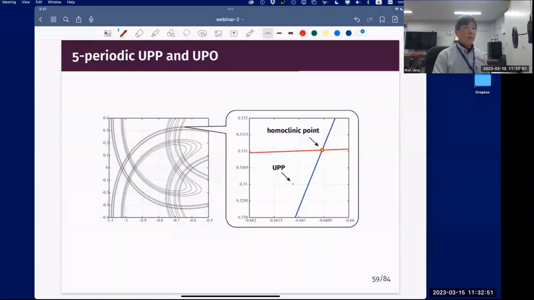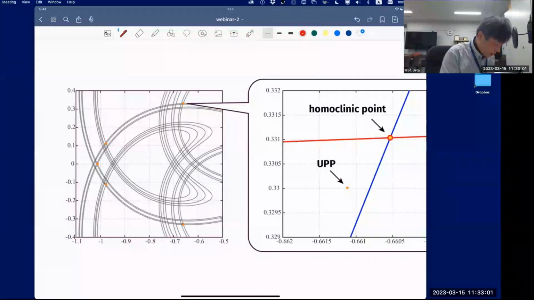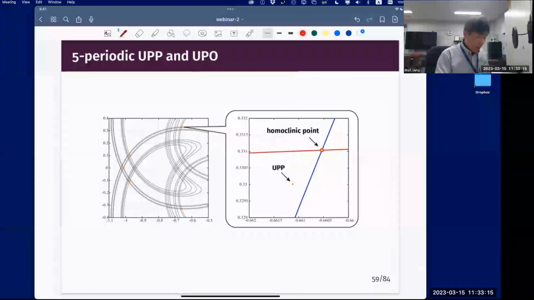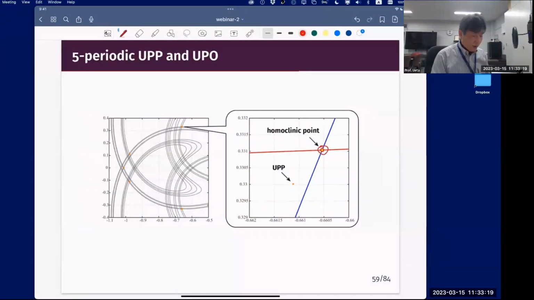Okay, here comes the example. 5 periodic motion. Firstly, you find the structure, the 00001 pattern. You have this 5 periodic motion candidate. The area itself can be a candidate, and we focus on the homoclinic point as a first guess for Newton's method. Newton's method can solve the unstable periodic point, the 5 periodic point, from the homoclinic point initial guess.